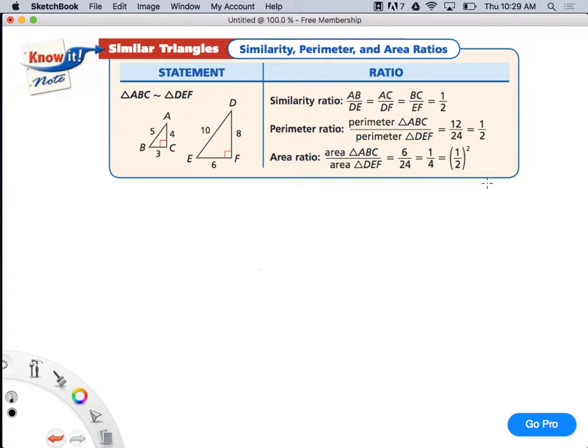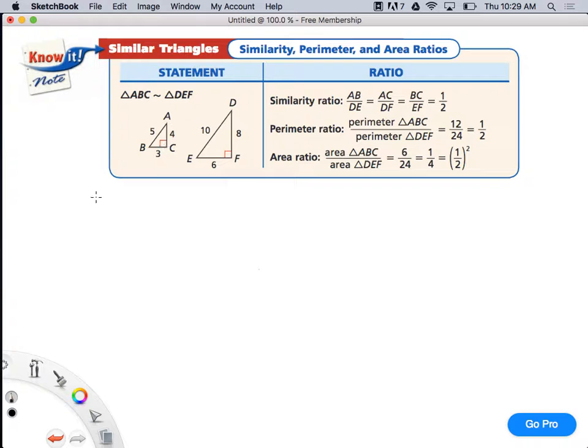All right. So, what do we see here? Well, we figure out the similarity ratio between the two, right? AB over DE is 5 over 10, which is 1/2. So this is half as big as that. Well, let's find the perimeters of both of those shapes and see if we can figure something out.